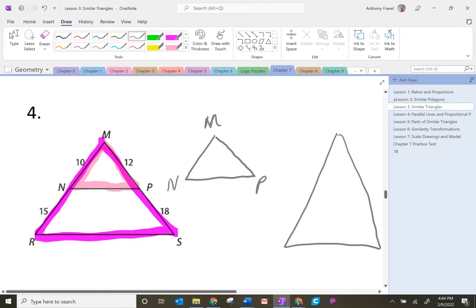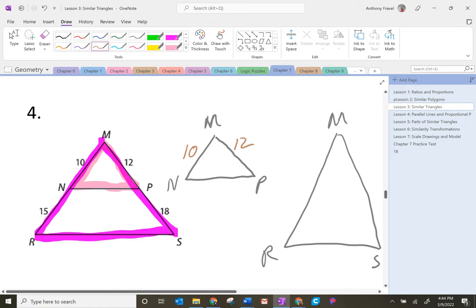The bigger triangle is going to be this one over here. Sorry, I'm running out of space. That will be my M on the top, R will be there, and then S will be down there. Okay. We're going to try to figure out if they are similar. So for my MNP triangle, it's not too bad. This one tells me it's 10 on this side, it's 12 on this side, right?